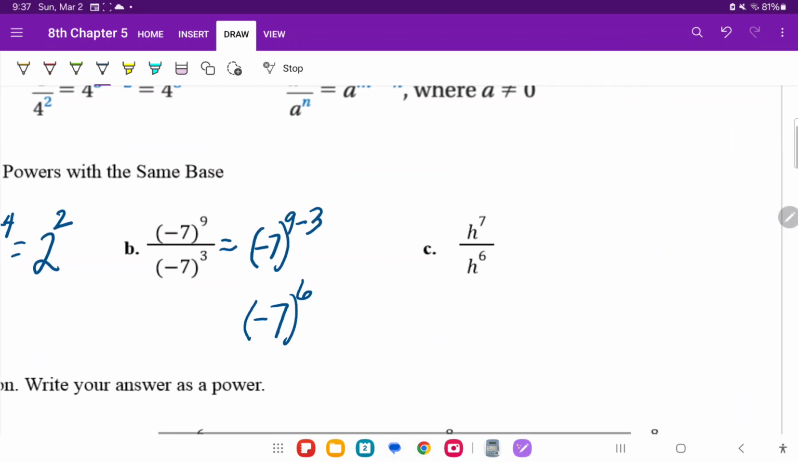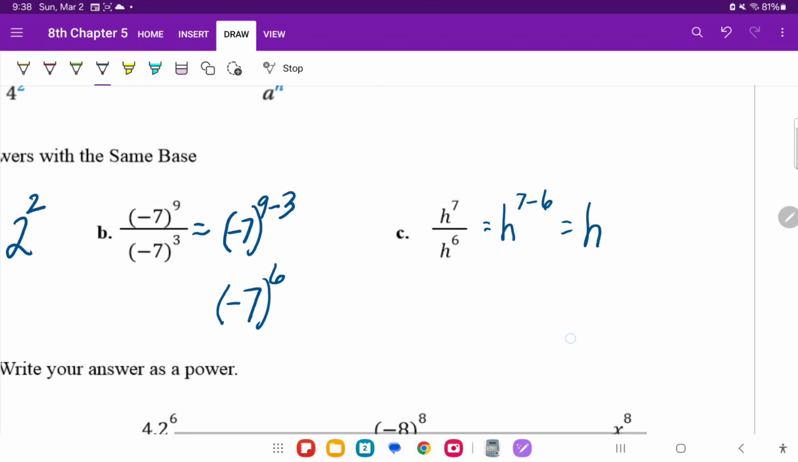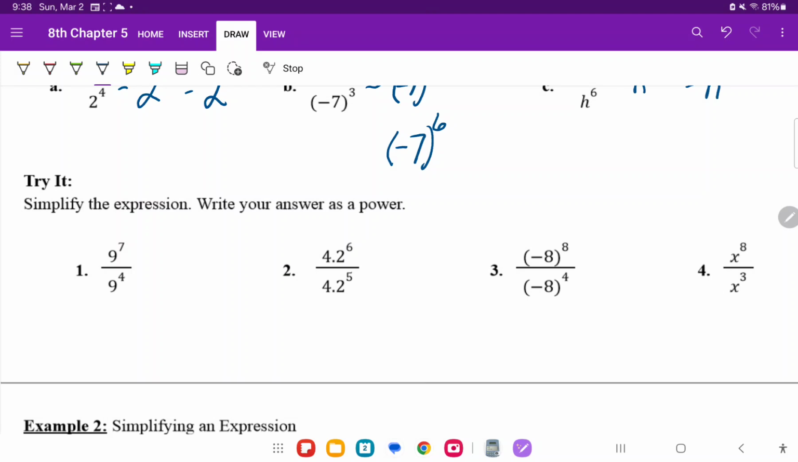All right, and then if we look at letter C, they both have a base of h. So it's h to the 7 minus 6, which is going to give us h to the 1st. And I don't have to write the 1 when it's to the 1st. Okay? All right, why don't you try 1 through 4 on your own. So pause the video and try that, and then you can come back and see how you did.